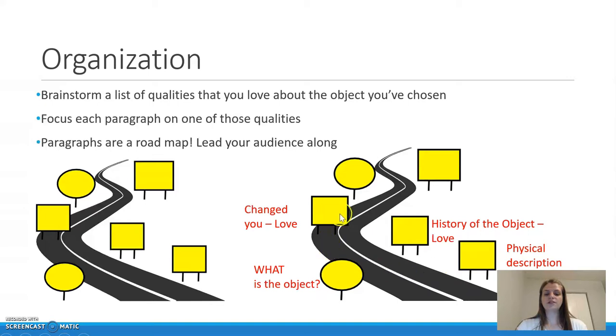So these signs, think of them as a paragraph. If this road is your paper, on the right-hand picture, you can see that every road sign is kind of a paragraph where I'm going to lead my audience along. So your first paragraph, or your first road sign, might just be you telling me, okay, what am I writing about? Don't jump into the fact that I'm totally going to know what it is. Maybe you're going to write about your motorcycle. So, dear Suzuki, blue Suzuki motorcycle.